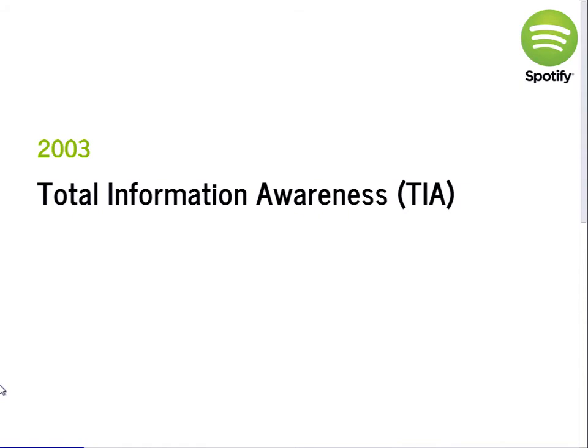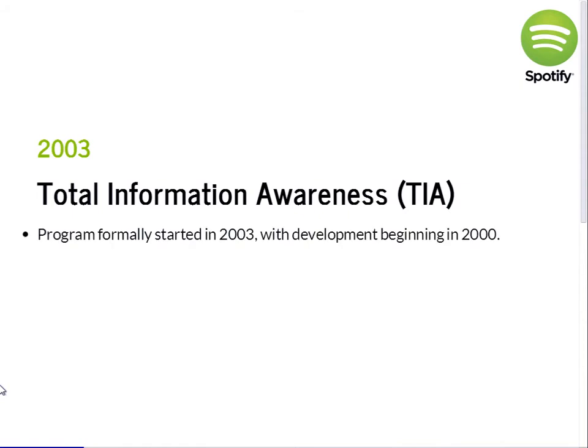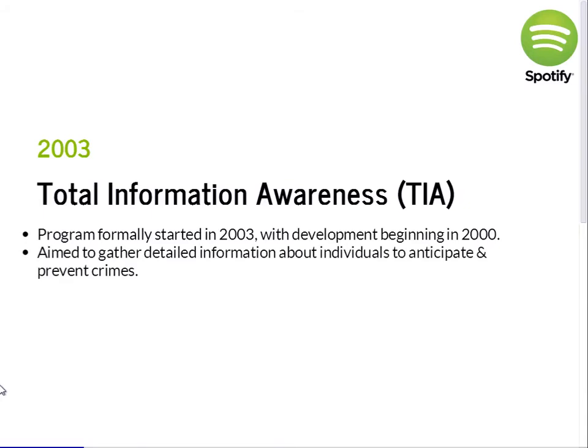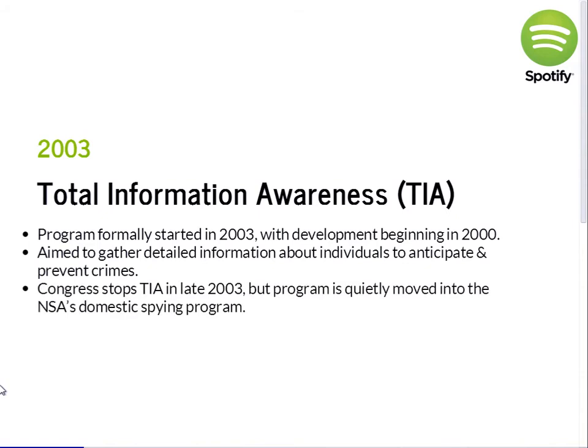2003, we have the Total Information Awareness. The program started in 2003, but it actually started being developed in 2000. It's aimed to gather detailed information about individuals to anticipate and prevent crimes. And they do a lot of data sharing within the FBI and CIA as well. Congress stops it, supposedly, but then it just kind of quietly moves under the NSA's domestic spying program.